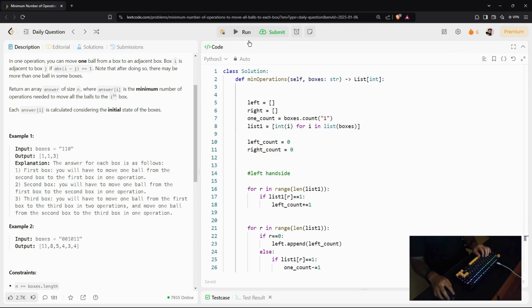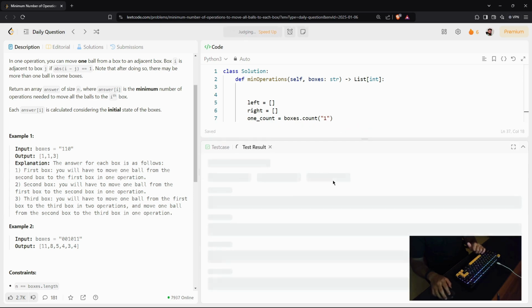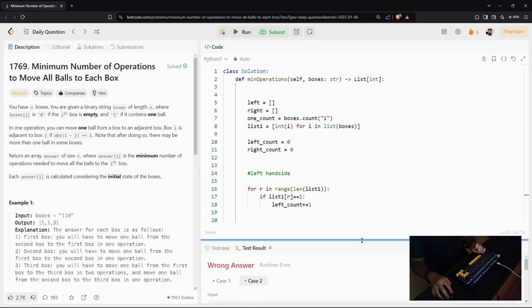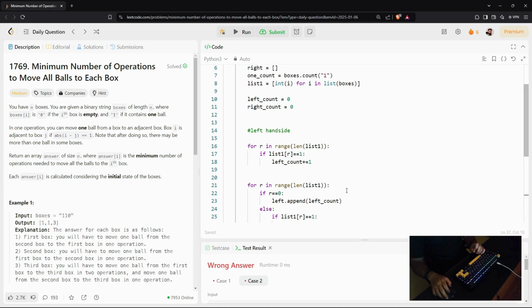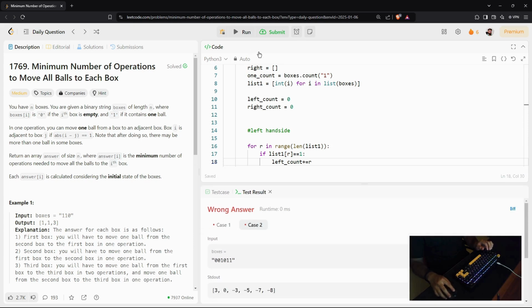Let's do this, running it. Right, seems like I made an error somewhere. Yeah, again, we don't have to add 1, we have to add r. We have to add the index to that. That's how we'll get the actual movement that we need to do, which is the index, not 1. I'll run it again.